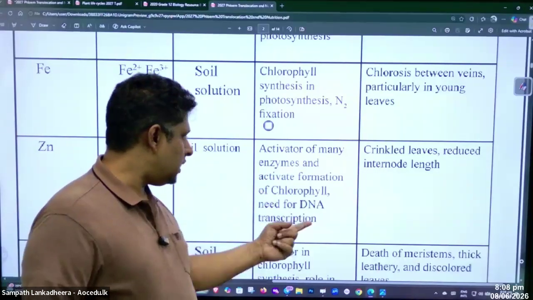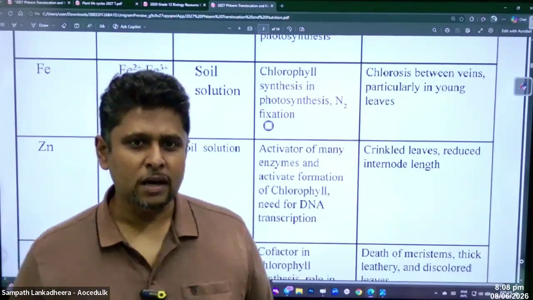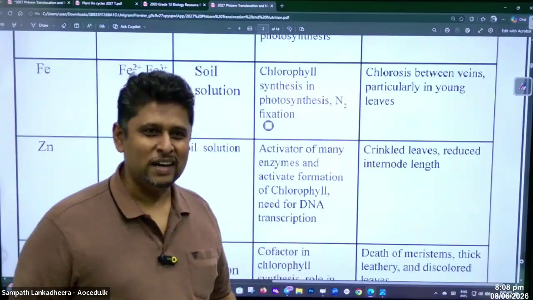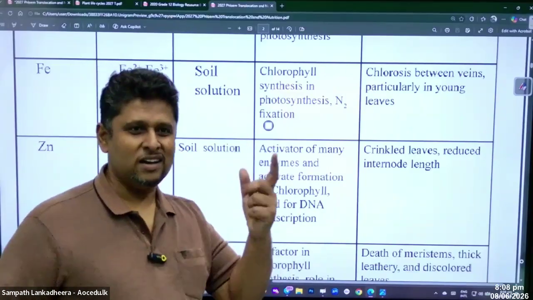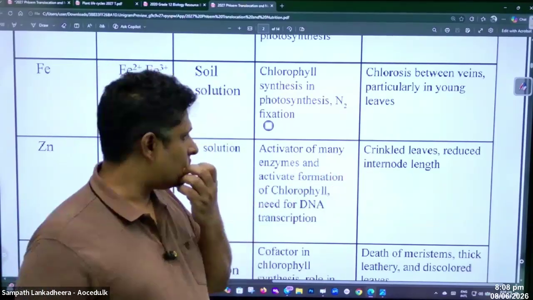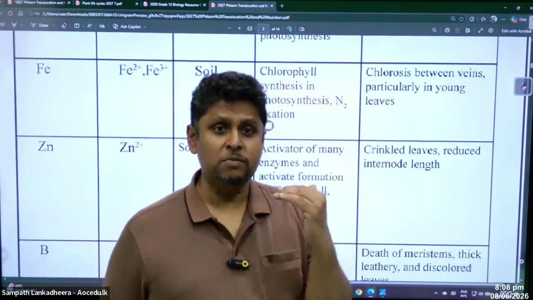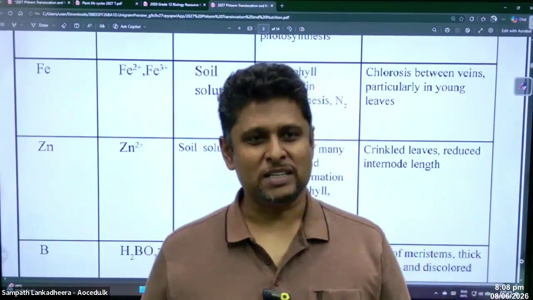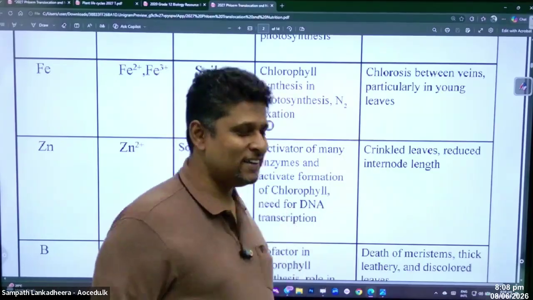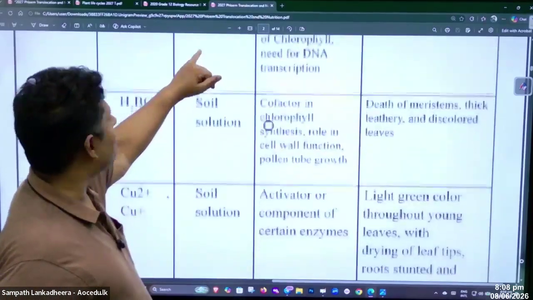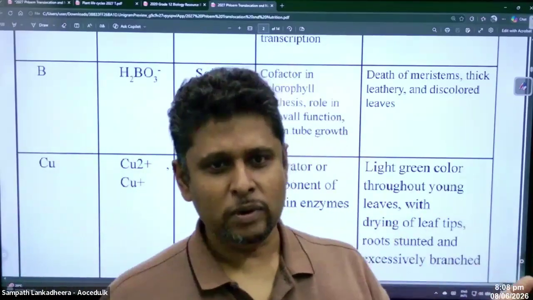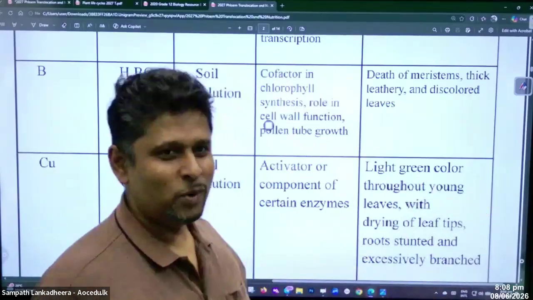Zinc needed for DNA transcription, I didn't take that, right? So for zinc, we have to do something. I'll draw zinc with some DNA molecule or something. And crinkling leaves and reduced internode length also I have not taken. So you have some extra work to do. I can do only 70%, and the remaining 30% is your effort. So the chart is not everything, because you can improve it further. Once I give you the poster, you add some more extra details and modify it further.